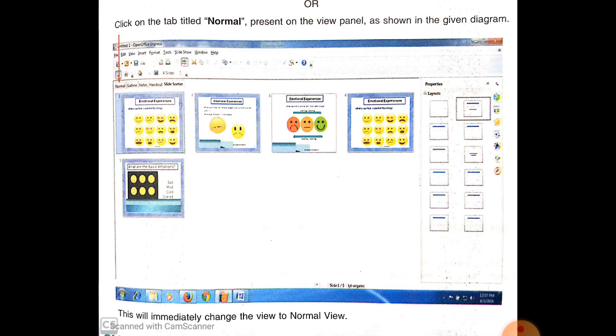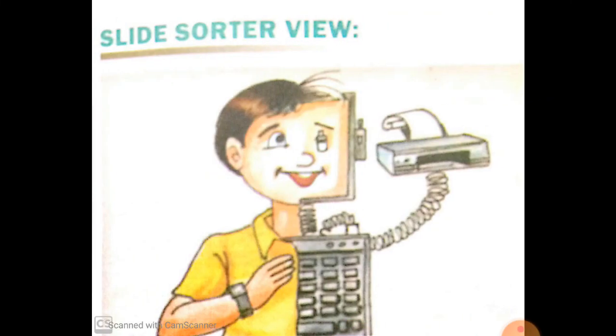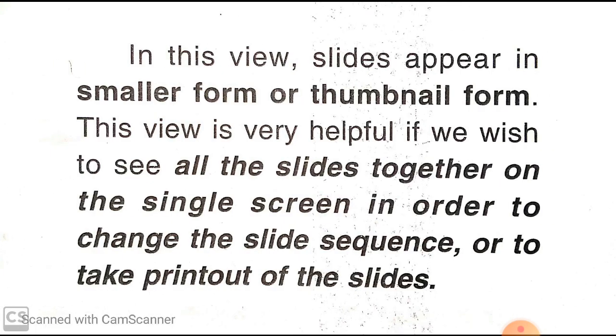Now, slide sorter view. In this view, slides appear in small form or thumbnail form. This view is very helpful if we wish to see all the slides together on a single screen in order to change the slide sequence or to take a printout of the slides.